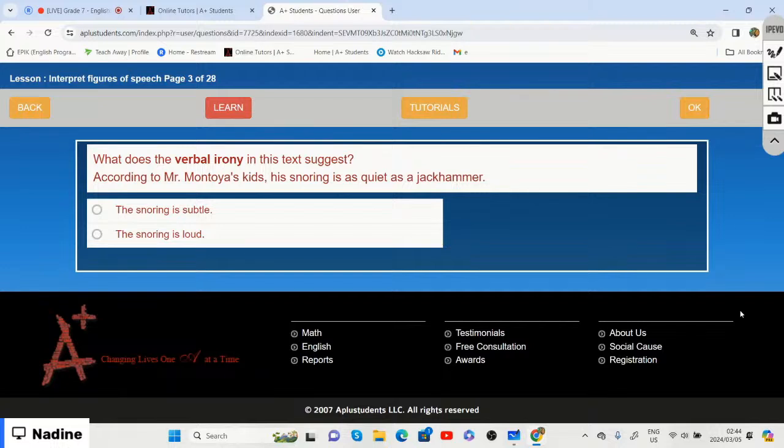We need to once again say what does the verbal irony in the text suggest. So according to Mr. Montoya's kids, his snoring is as quiet as a jackhammer. Does it mean that the snoring is subtle or the snoring is loud? His snoring is subtle or it is loud.